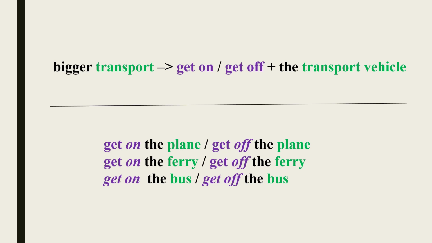Finally, let's learn how we get on and get off the transport in English. With bigger transports where you can sit on them and move around, you use get on and get off, plus the transport vehicle. For example, get on the plane, get off the plane, get on the ferry, get off the ferry, get on the bus, get off the bus.